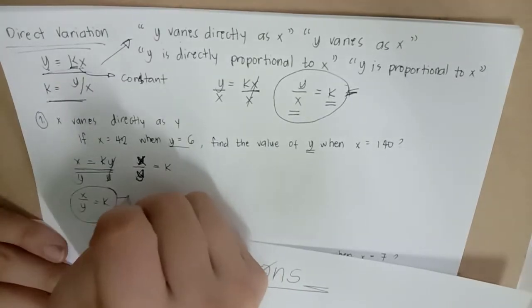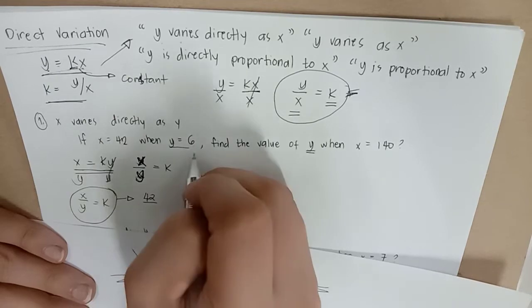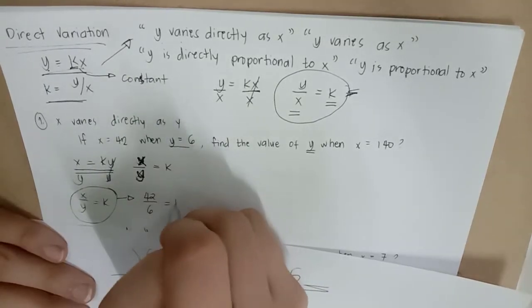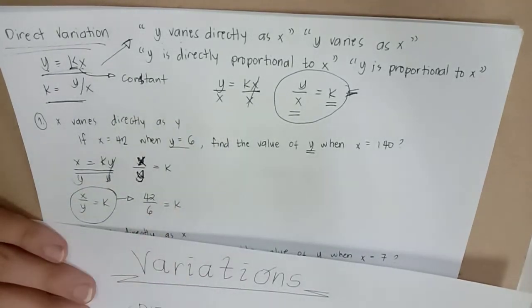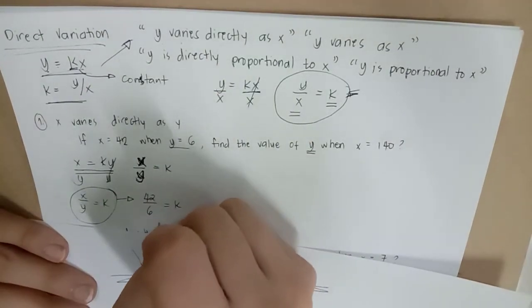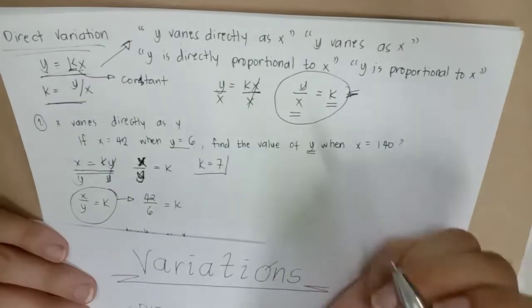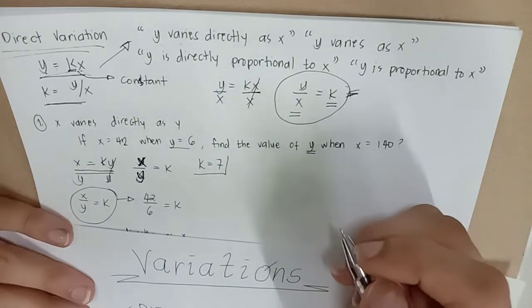Substitute. Our x is 42 over 6 equals k. So 42 divided by 6, the answer is 7. The value of our k is 7. So k equals 7.